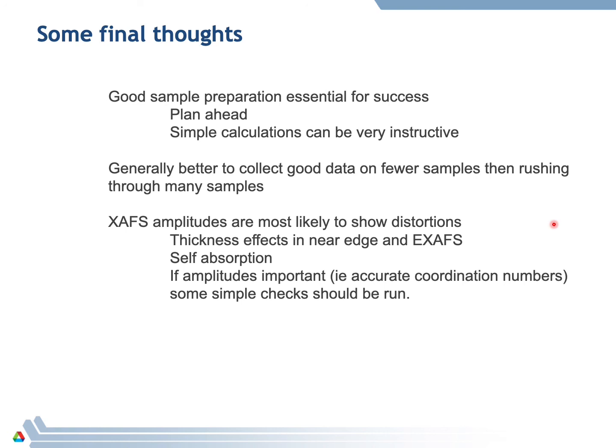There are thickness effects that can affect the near edge and XAFS, and there's self-absorption if you're doing fluorescence. So if you're trying to measure good amplitudes, for example, you want to get a good coordination number or compare different samples, you should try running some of these simple checks that I mentioned, either measuring samples at different thicknesses, or maybe rotating the sample and measuring at different angles.